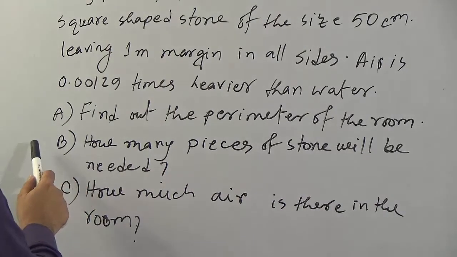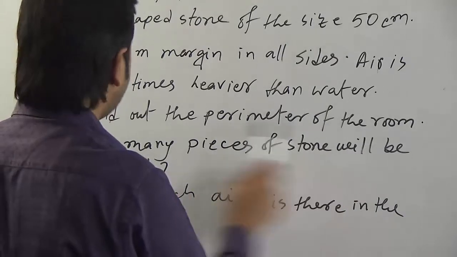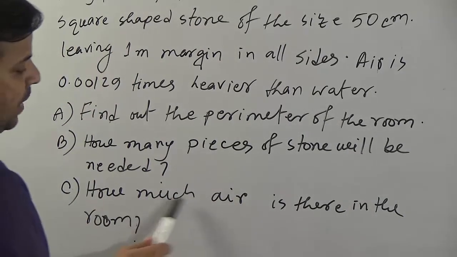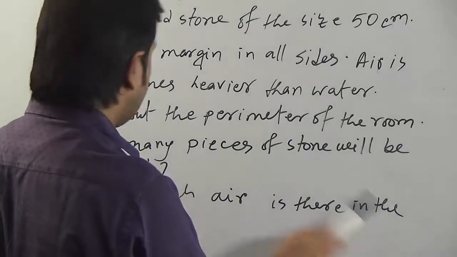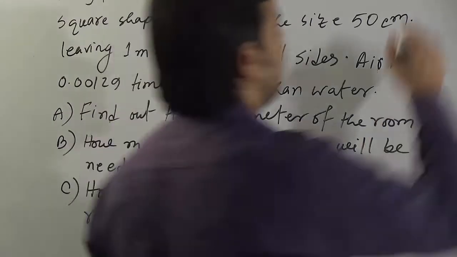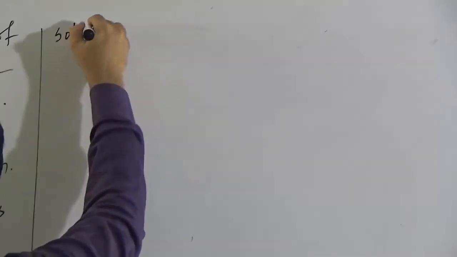Question A. Then question B. How many pieces of stone will be needed? Question C. How much air is there in the room? This is the topic of our today's class. I will solve this question now. Okay, dear students. Now see. At first I have to solve question A.